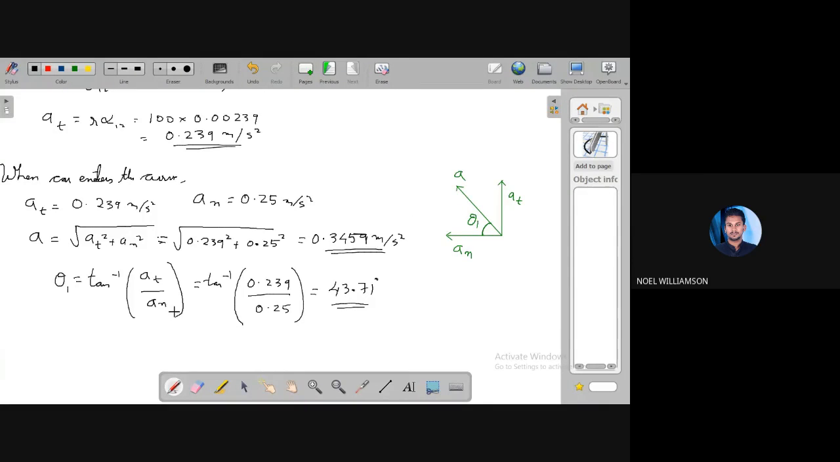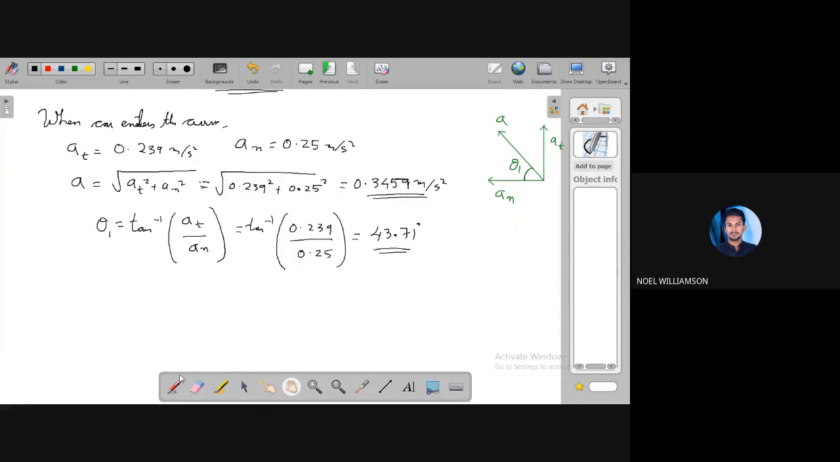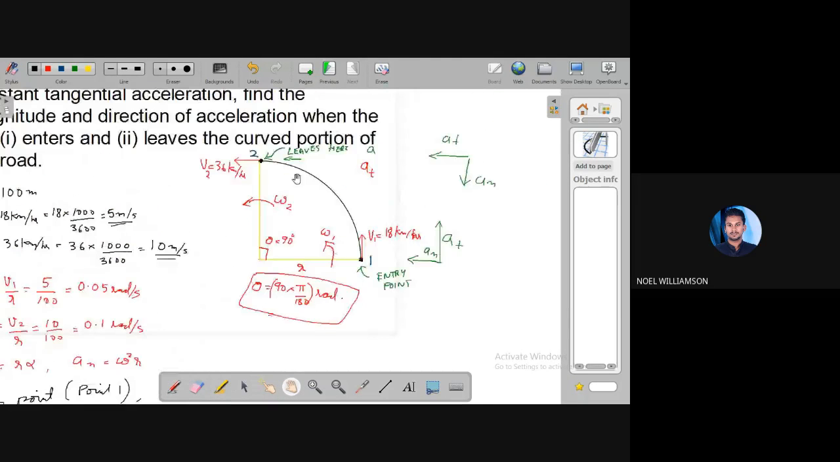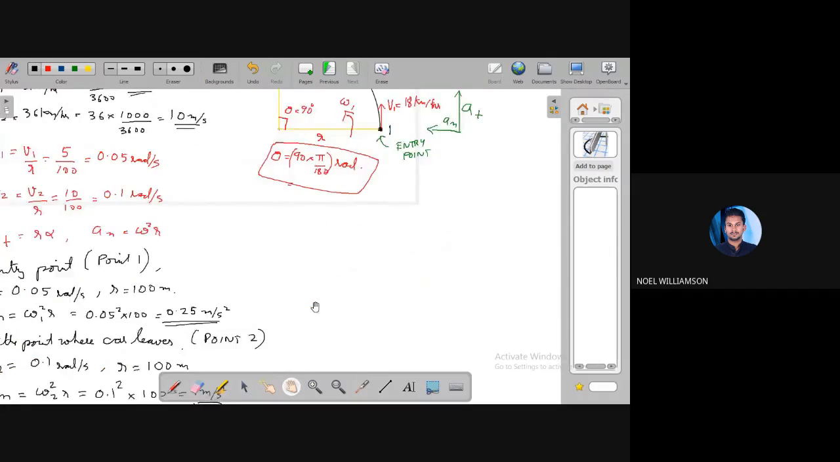Okay. Now the second case, that is when the car leaves the curve or the curved road. What happens when it is leaving? The tangential acceleration will be along the tangential direction, that is along this direction. Then the normal component of acceleration is towards the center, in this particular direction. So at and an, we can represent in the figure.